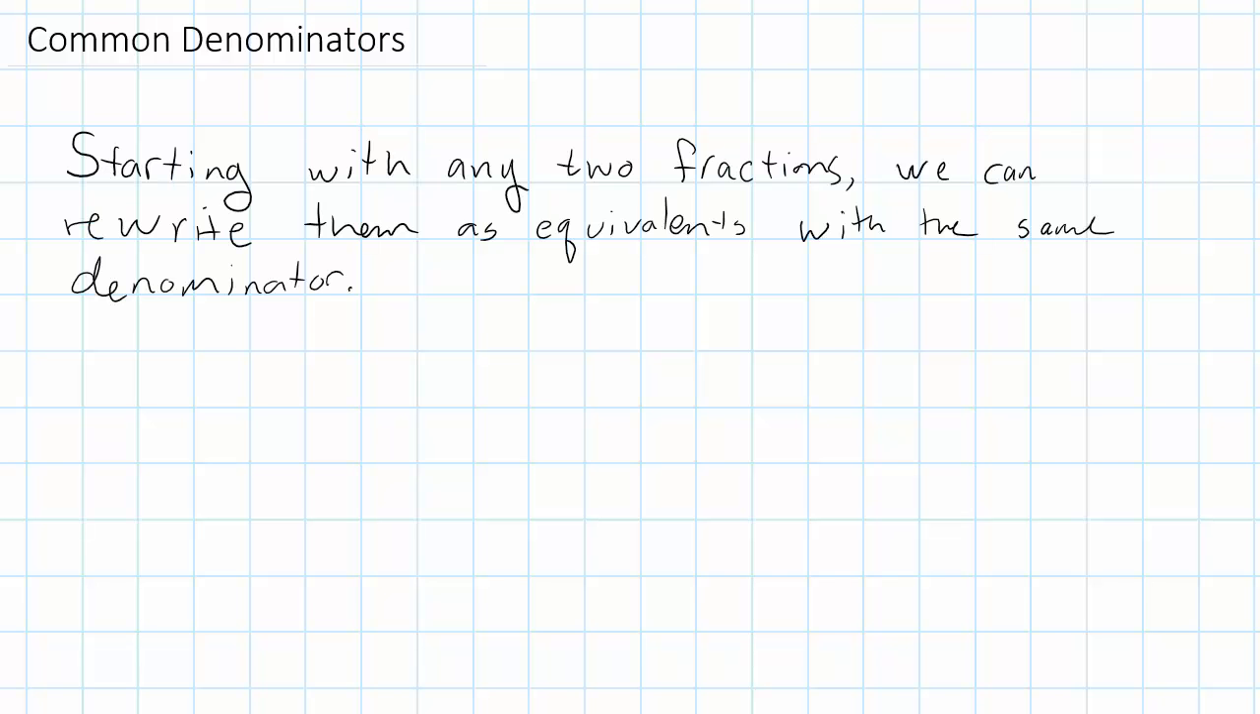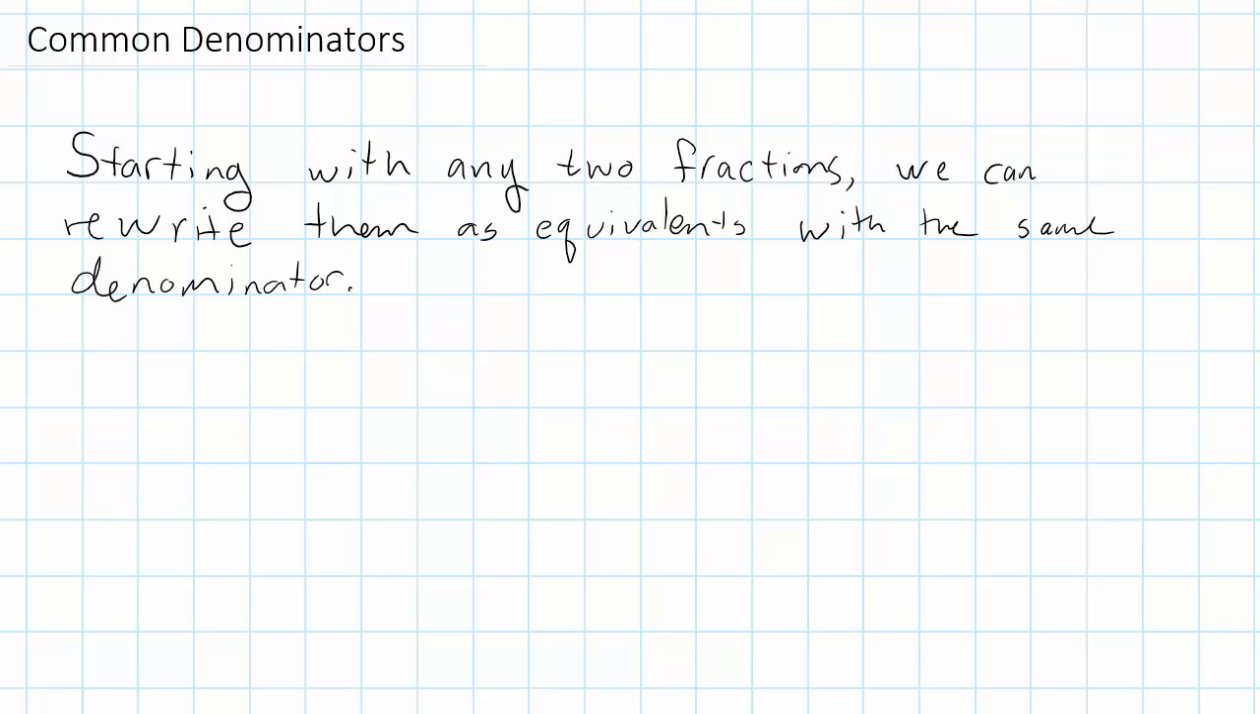Now that we have this nifty thing that we can do with like fractions, well, wouldn't it be nice if there was a way that with any fractions we started out with, we could get like fractions if we wanted to? Yeah, good news, we can do that. Starting with any two fractions, we can rewrite them as equivalents with the same denominator.